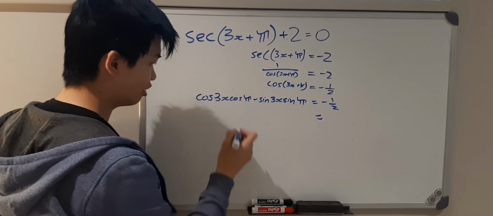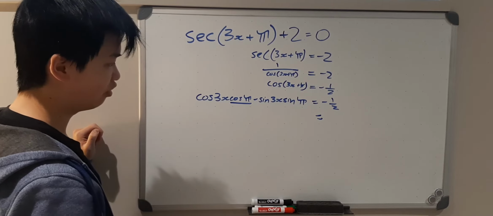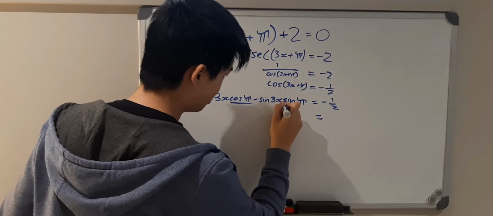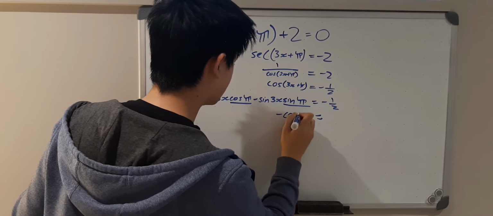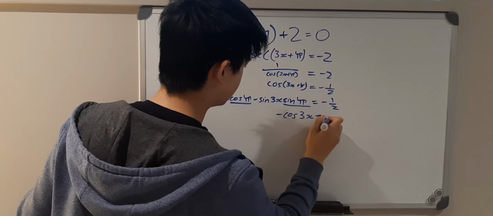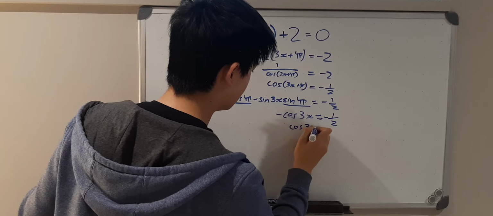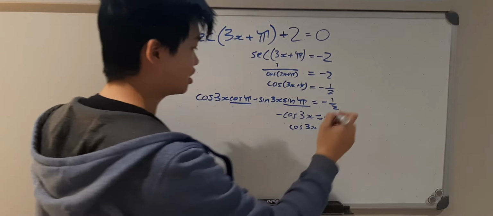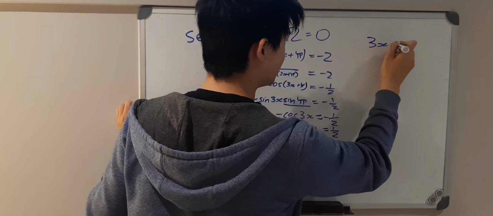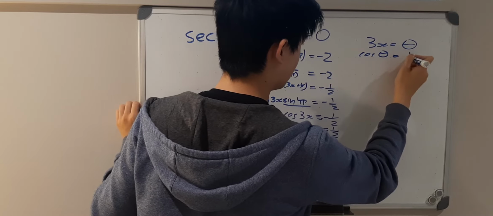Now let's look here. Cosine pi, well, that's -1, and sine pi, that's 0. So we're left with minus cosine 3x is equal to minus a half, which means we can just make both sides positive. So cosine 3x equals a half. Okay, so let's say that 3x equals theta, so cosine theta equals a half.